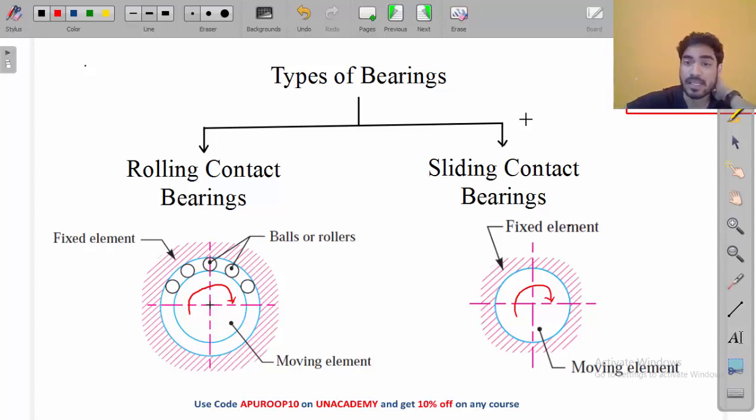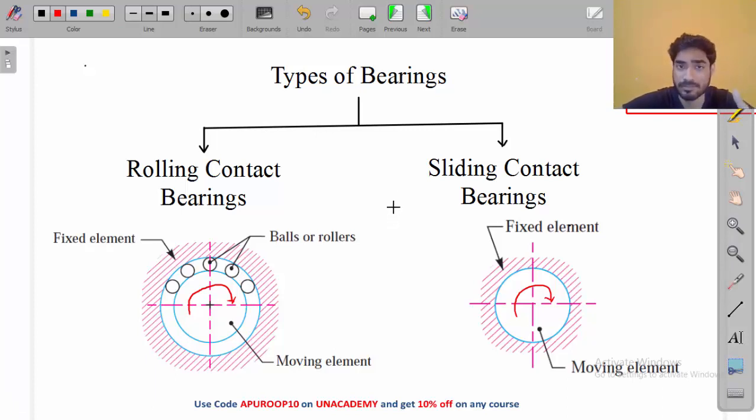Otherwise, what will happen? If there is no adequate lubrication, a lot of power will be lost. Let's say you are giving 10 kilowatt to the shaft. Out of that 10 kilowatt, if 5 kilowatt is lost, you are only getting 50% power, right? You are providing 10 kilowatt and it is only transferring 5 kilowatt. This is a huge loss.